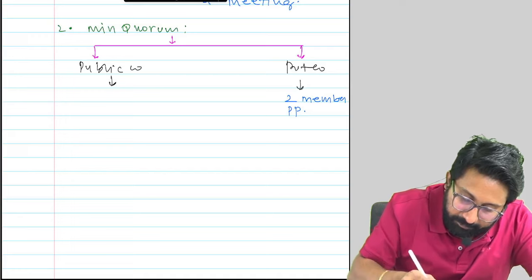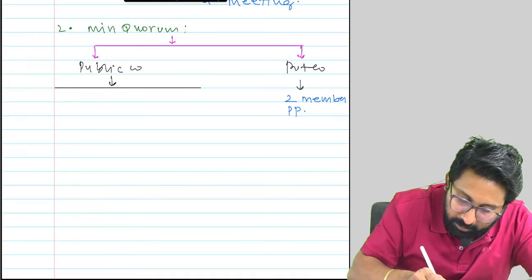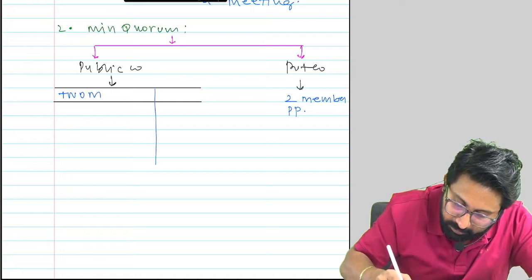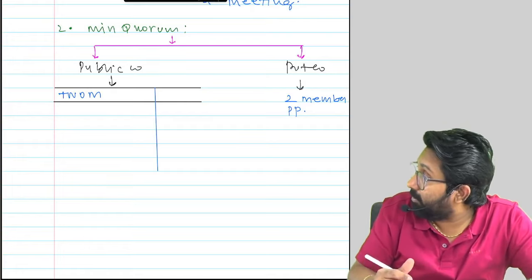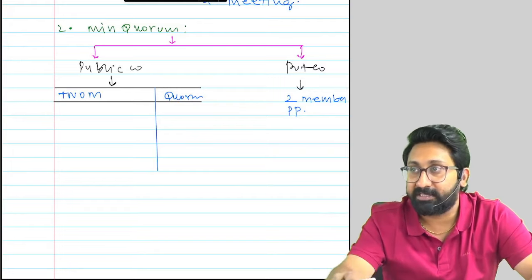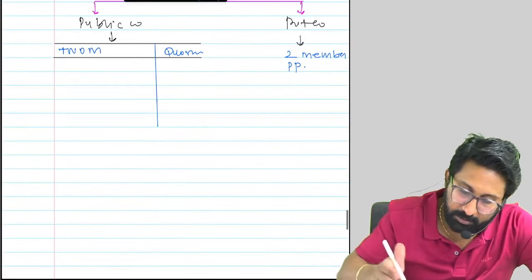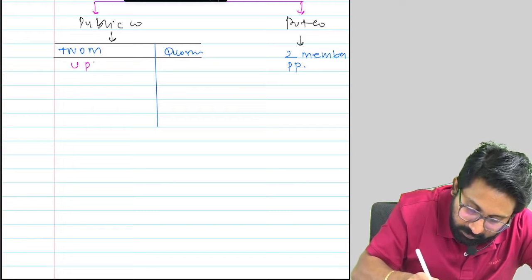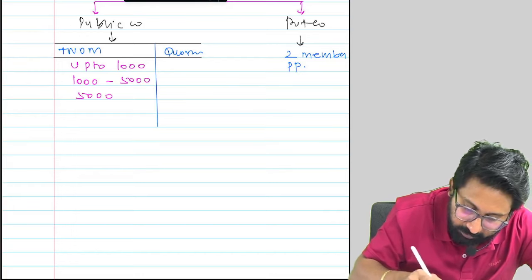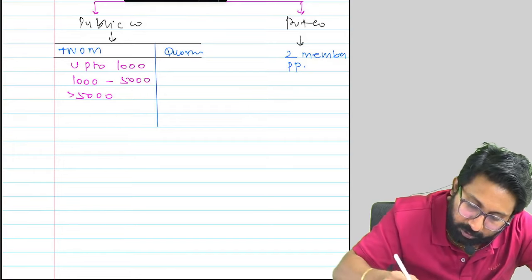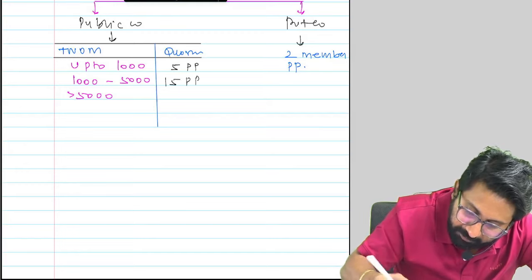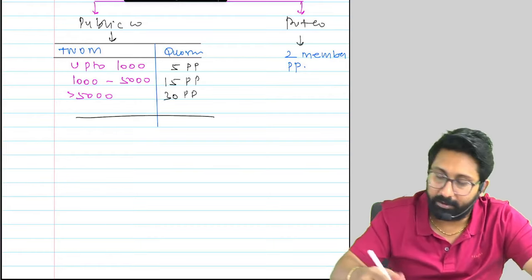Public company. Write a table. Total number of members. Quorum. When I say quorum, minimum or maximum? Minimum. Articles can provide for larger quorum. Total number of members. Up to 1,000. 1,000 to 5,000. Beyond 5,000. Up to 1,000, how many? 5 PP. 15 PP. 30 PP. Over.